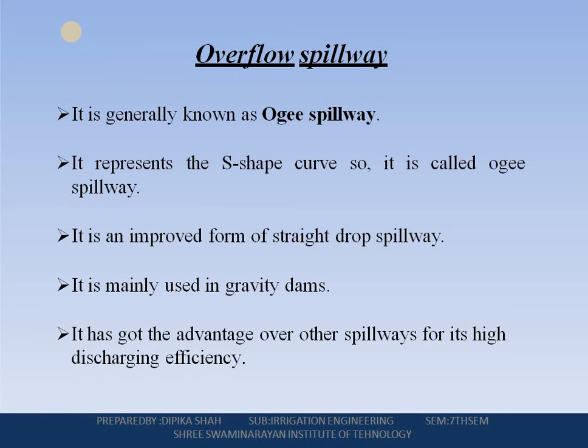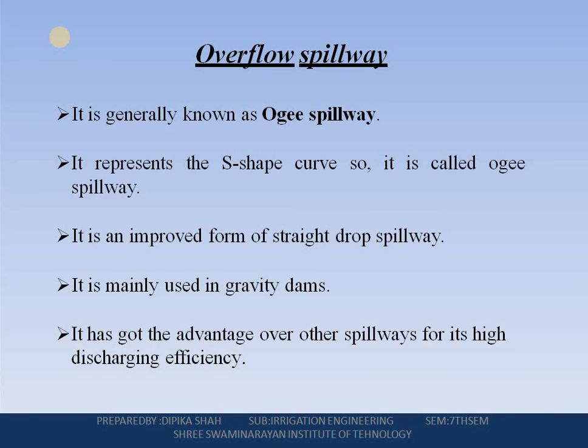The essential difference between the free spillway and Ogee spillway is that in the case of free spillway, the water flowing over the crest of the spillway drops vertically as a free jet, right, on the downstream face. Whereas in an Ogee spillway, the water flowing over the crest is guided smoothly over the end and is made to glide over the downstream face of the spillway, right? So it represents the S-shaped curve, so it is called the Ogee spillway. It is an improved version of a straight drop spillway, as I said.